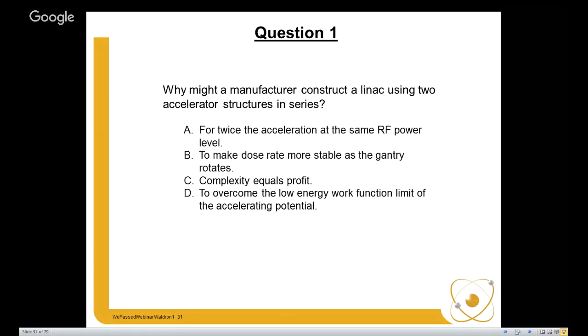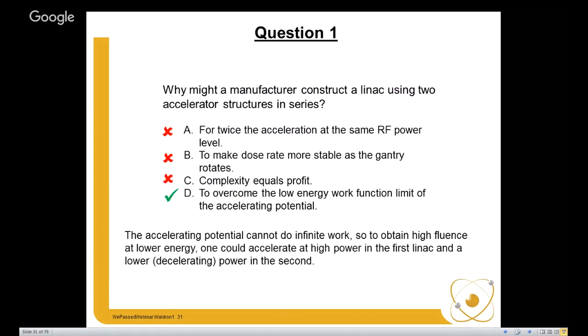All right, so why might a manufacturer construct a LINAC using 2 accelerator structures in series? Answer A is twice the acceleration at the same RF power level. That is not the most correct answer. That would be true at very low fluence levels, but why would you want to do that? E, to make the dose rate more stable as the gantry rotates. Well, that's downright silly. C, complexity equals profit. Well, maybe, but the correct answer is D.